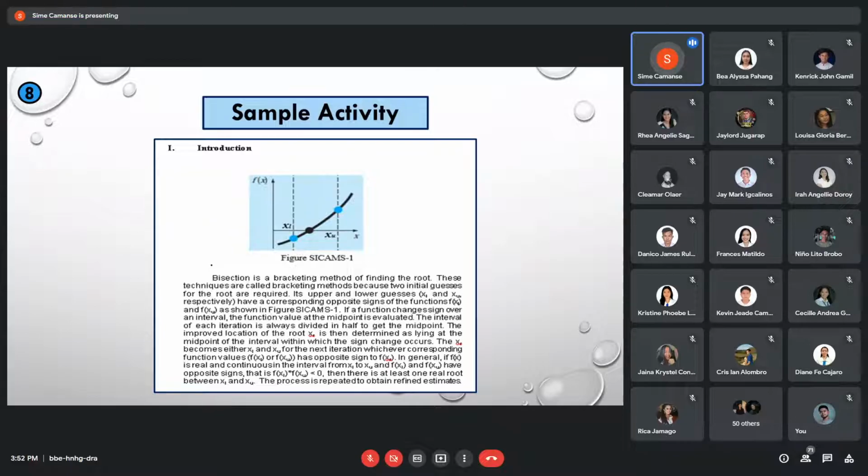So the introduction usually covers the definition and concept of the said topic, and how it was used. Like for me, bisection is a bracketing method of finding the root. These techniques are bracketing.